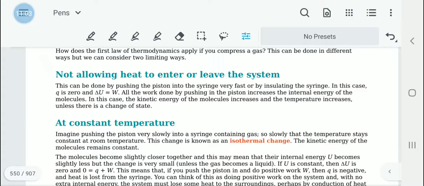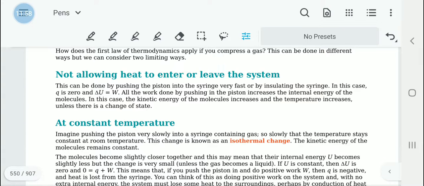So the work is being done. All the work done by pushing in the piston increases the internal energy of the molecules. In this case, the kinetic energy of the molecules increases and the temperature increases unless there is a change of state, right? So what happens is basically, when you do the work, we push the piston in, and that increases the internal energy of the molecules, right? So when the internal energy is increased, that affects the kinetic energy of the molecules and the temperature would rise. If there is a change of state, then the temperature rise would not happen. You know why?